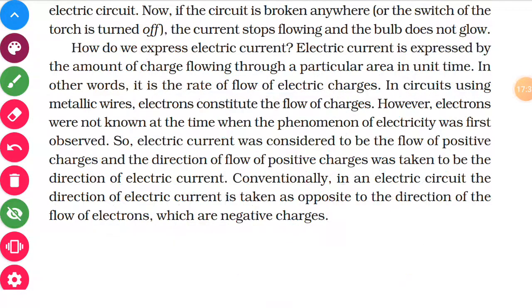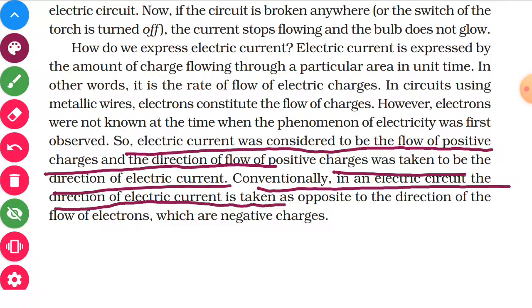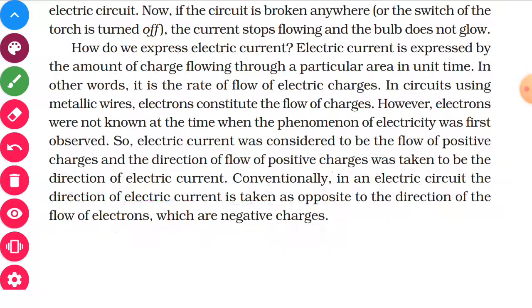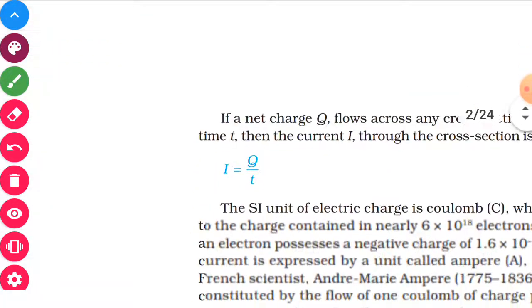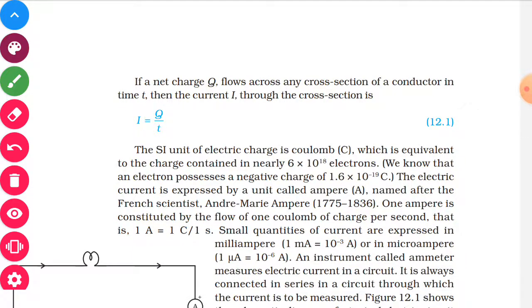So electric current was considered to be the flow of positive charge, and the direction of flow of positive charge was taken to be the direction of electric current. Conventionally, in the electric circuit, the direction of the electric current is taken as opposite to the direction of the flow of electrons, because it is the negative charges which are responsible for the flow of electric current. So electrons are moving in the opposite direction of the conventional direction of electric current.